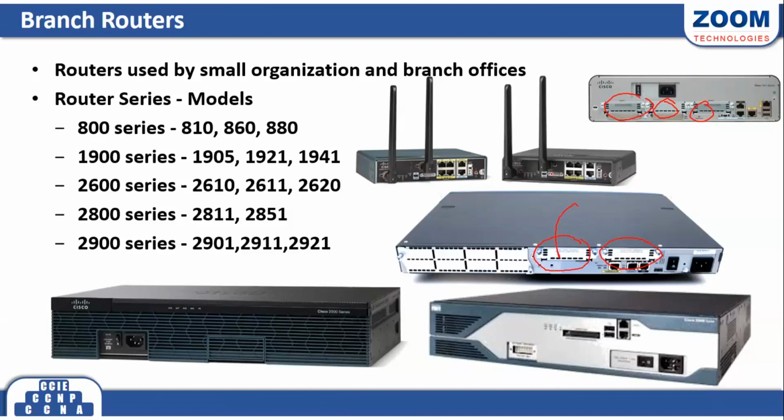And processing power will be low, storage will be low. Why? Because this is the branch category. This is suitable for branch office networks only. Got it?